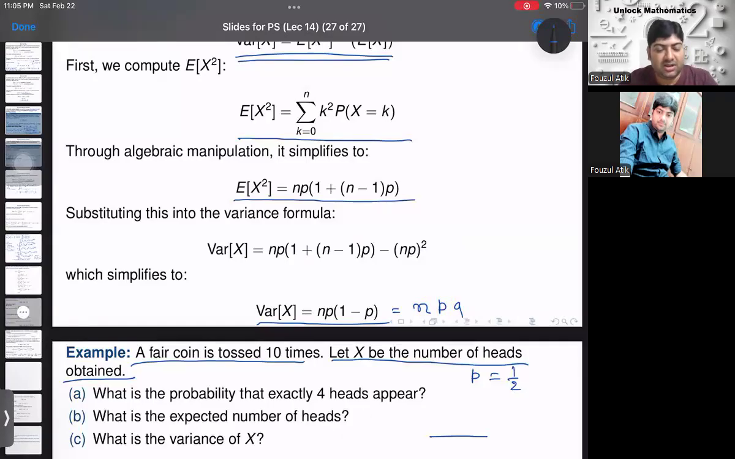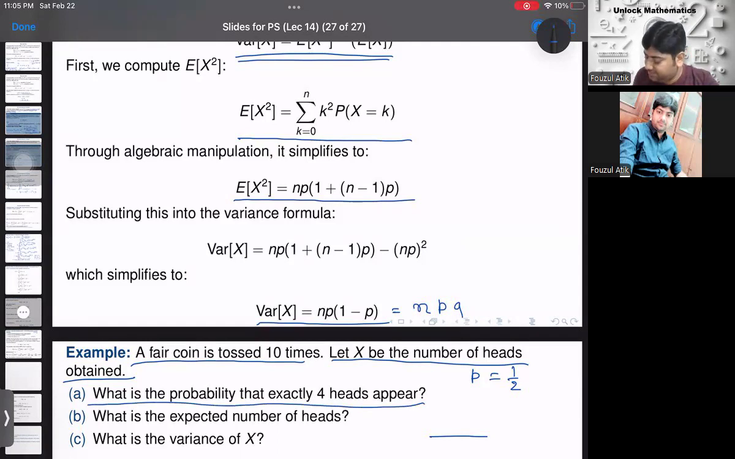And this trial is actually a Bernoulli trial, and we are doing the Bernoulli trial 10 times. Therefore, X follows the binomial random variable. Then the question is, what is the probability that exactly 4 heads appear?